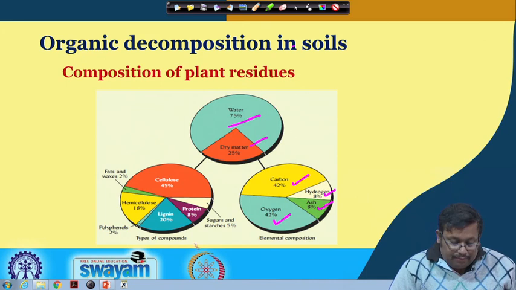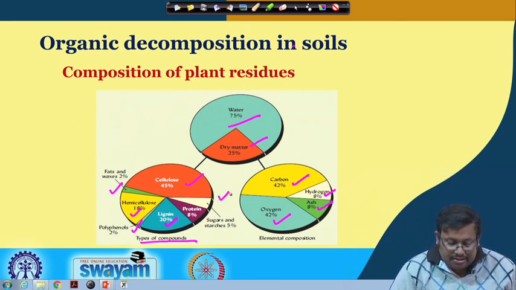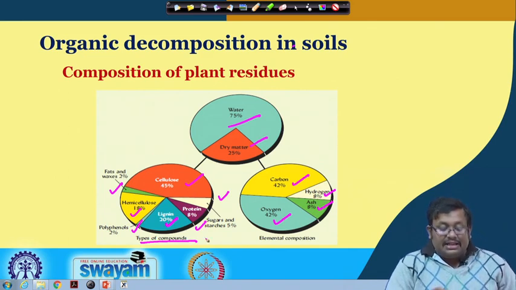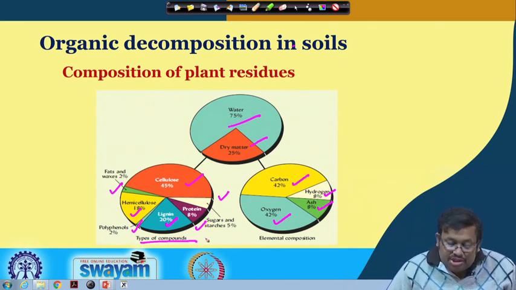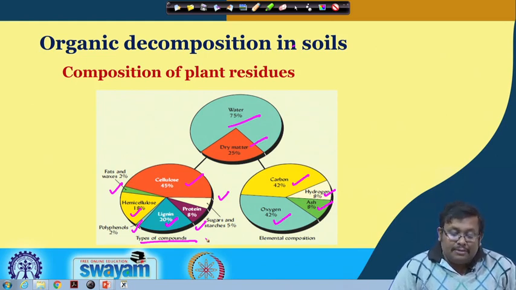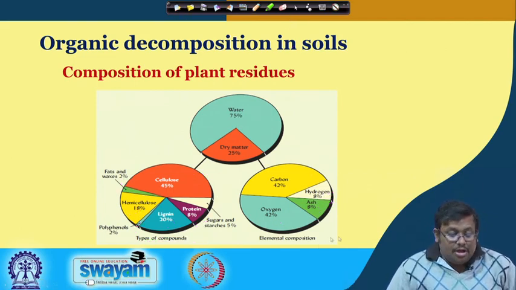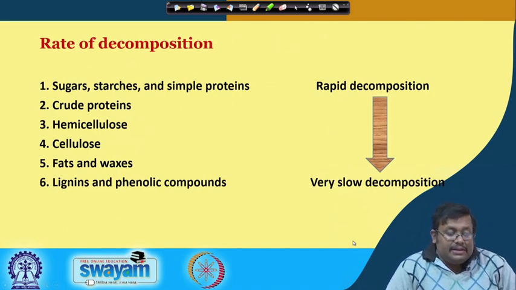Or in other words, if we are concerned about the type of compounds, you see the majority is cellulose, which is 45%, followed by lignin, that is 20%, hemicellulose 18%, polyphenols 2%, fats and waxes 2%, sugars and starches 5%, and proteins 8%. So, these are the chemical or biochemical composition of the plant residues, and depending on that, the rate of organic matter decomposition obviously varies. So, the rate of decomposition depends on these factors.